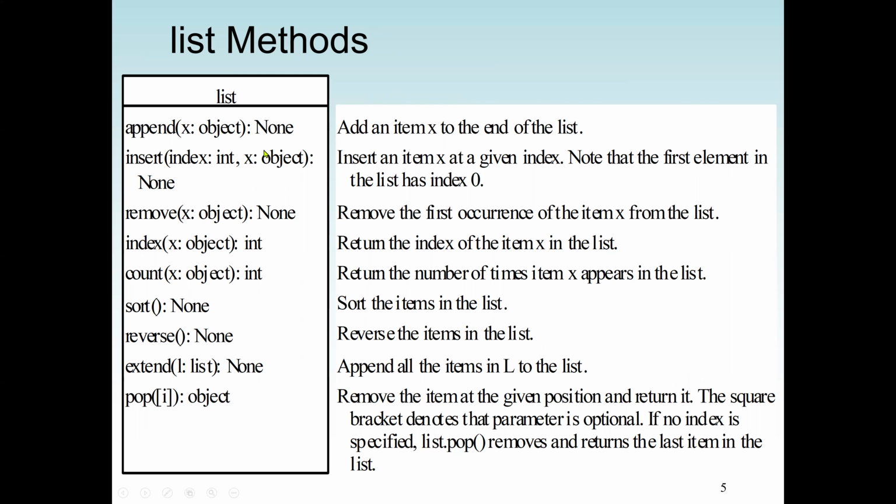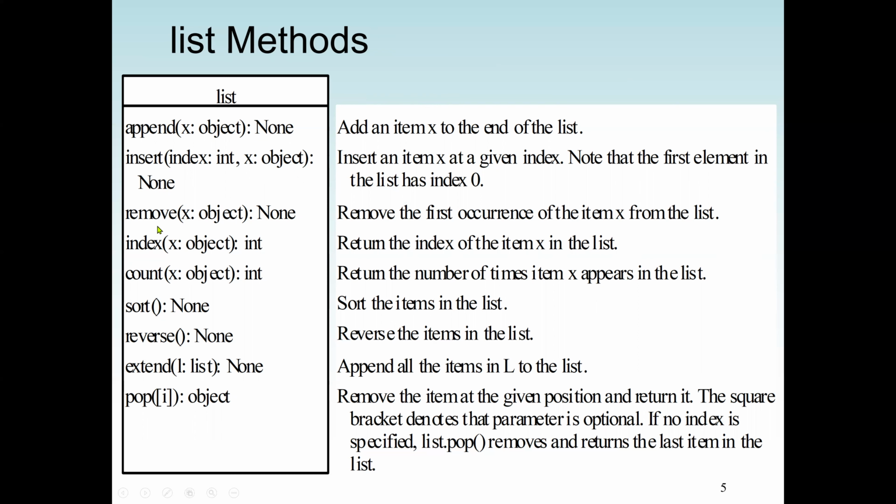So we are going to insert an object in the position of the index that we specified. So the insert method will insert an item X at a given index. Here we should know that the first element in the list always starts from 0.